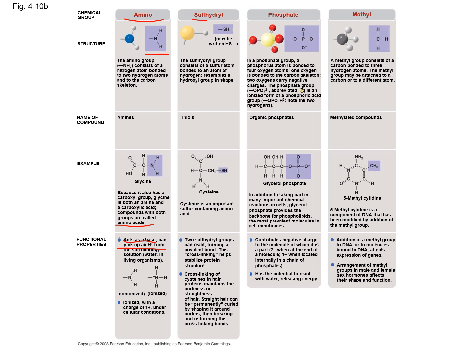Second group are the sulfhydryl group, and that has a sulfur and a hydrogen. And this is often found in proteins. So this group is found in proteins. It's found in certain types of amino acids, and it's important because it can cross-link to another sulfhydryl group, and that will stabilize the protein structure, which, as you will see, will be very important to protein function.